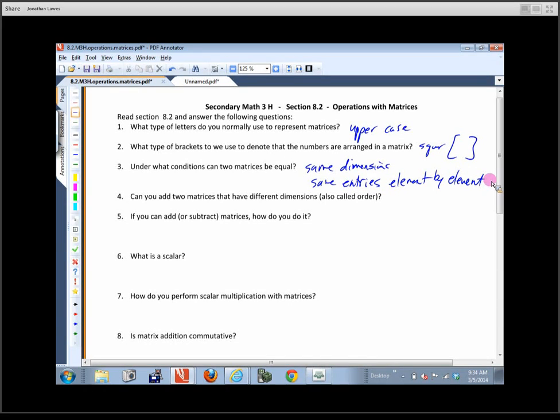You check the first row, first column here. Does it match up with the first row, first column there? Check the second row, first column here. Does it match up with the second one there? It's pretty easy to tell.